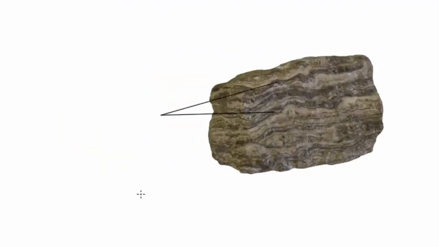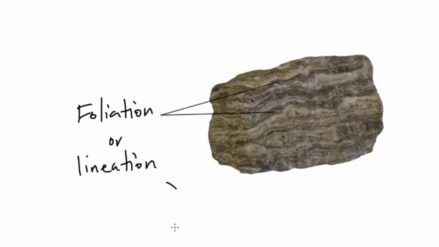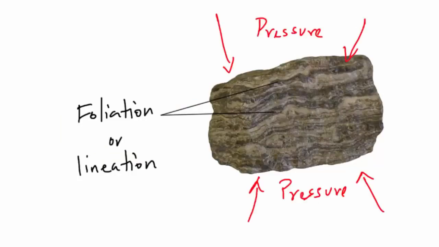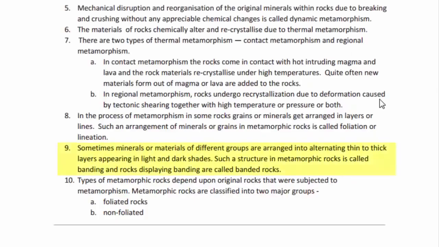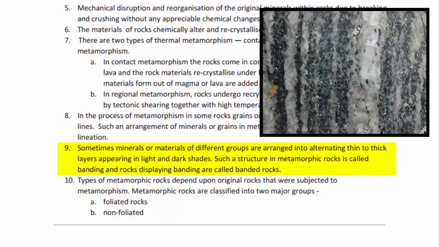Now have a look at this picture. You see this horizontal line, a nice clear pattern sort of a thing? This is called foliation or lineation. Imagine how much pressure this rock must have gone through so that layers are visible. In a similar manner, we have banding, where layers appear in light and dark shades. They will not have a clear pattern, but still you will see different layers of shades. That's why this is also called foliation.